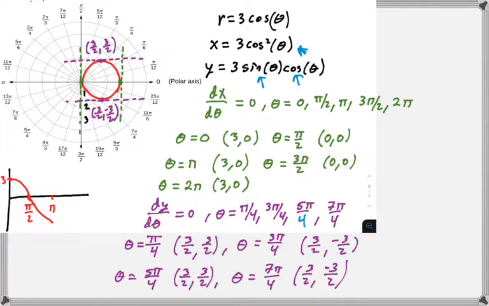If we keep listing out solutions to dx d theta equals 0 and dy d theta equals 0, we're going to just get the same two points over and over again.